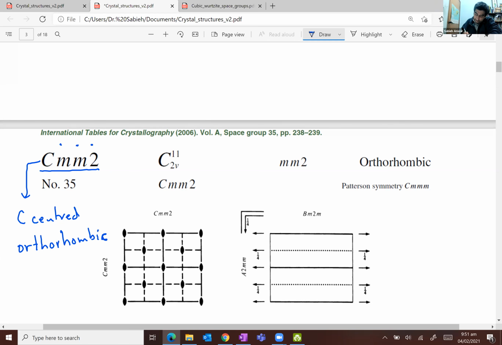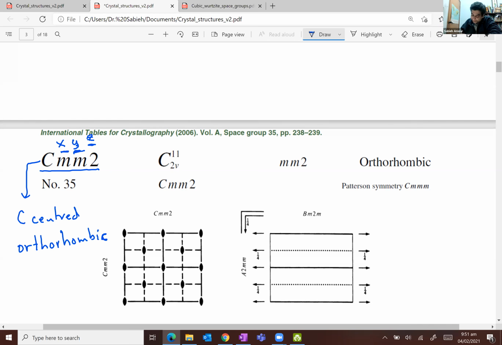The first M shows me that there is a mirror plane perpendicular to the x-axis. The second M also shows me that there is a mirror plane perpendicular to the y-axis, and the 2 shows me that there is a two-fold rotation axis along the z-axis.